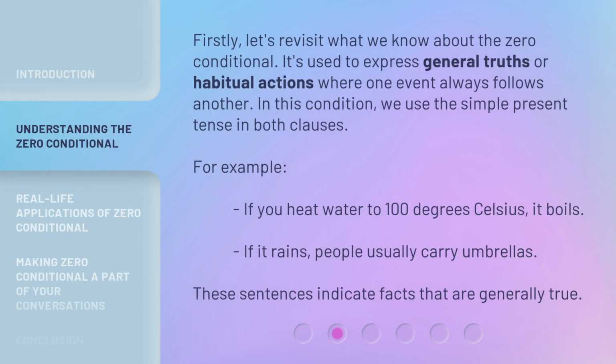Firstly, let's revisit what we know about the zero conditional. It's used to express general truths or habitual actions where one event always follows another. In this condition, we use the simple present tense in both clauses. For example, if you heat water to 100 degrees Celsius, it boils. If it rains, people usually carry umbrellas. These sentences indicate facts that are generally true.